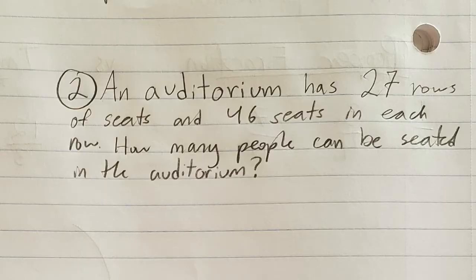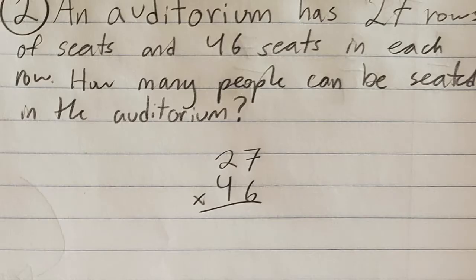So now let's move on to word problems. An auditorium has 27 rows of seats and 46 seats in each row. How many people can be seated in the auditorium? We're doing 27 times 46, or you can do it the opposite way. It doesn't matter. It's multiplication. You can do it in whatever order you want, but we're going to do it just this way because it's what I wrote down.